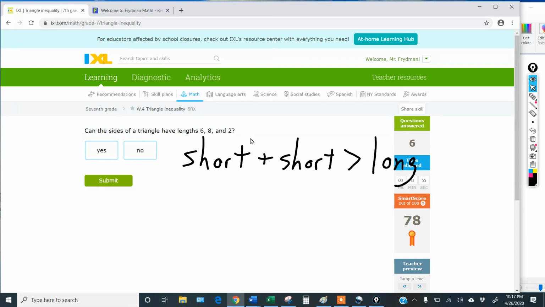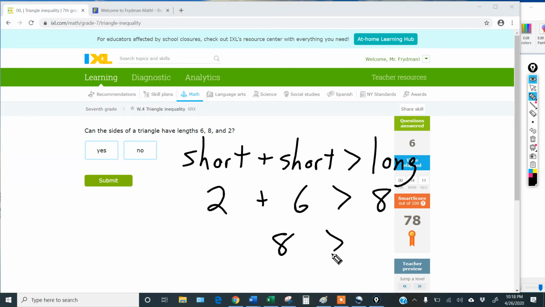So the two shorter sides here are 2 and 6, and the longest side is 8. So we get 8 is greater than 8, which is not true. Right? No good. So we would not be able to make a triangle with these three side lengths.